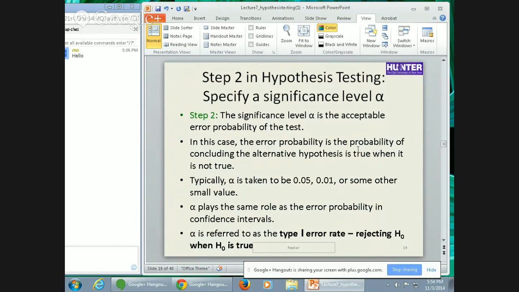Step 2, setting alpha. It's typically 0.05 or 0.01, some small value. And this controls the false convictions. This controls the false thinking that an ineffective treatment really is effective.